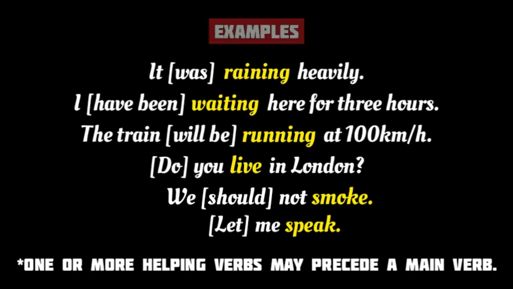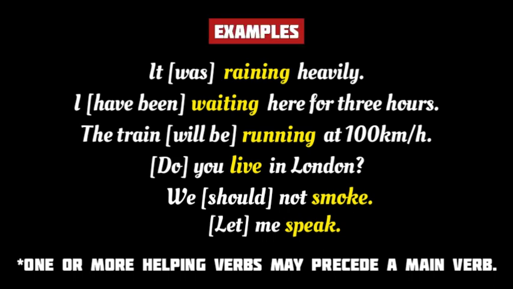In the sentence, "It was raining heavily," the auxiliary verb "was" is used with the main verb "raining" to form the past continuous tense. In the next example, two auxiliaries "have been" are used with the main verb "waiting" in the present perfect continuous tense. Similarly, two helping verbs "will" and "be" are used before the main verb "running" in the future continuous tense. In the next example, the auxiliary verb "do" is used before the subject "you" to form the interrogative sentence in simple present tense. In the sentence, "We should not smoke," "should" is a modal auxiliary expressing obligation or duty to modify the main verb "smoke."